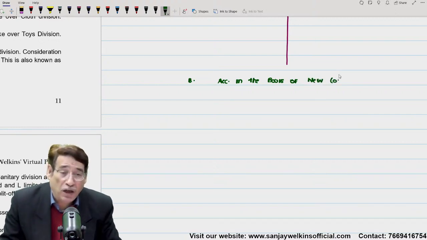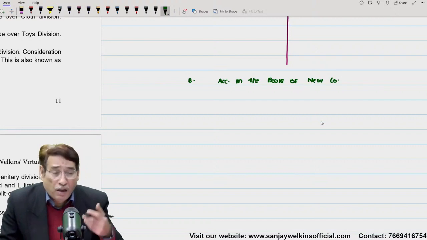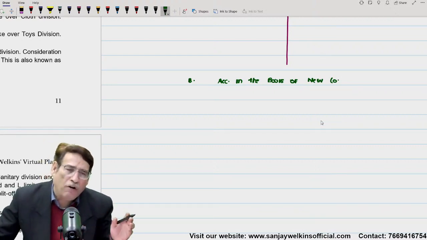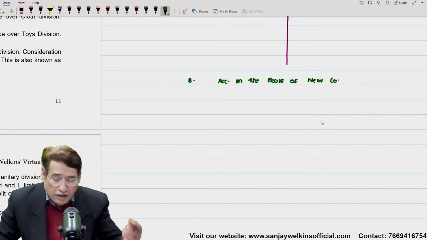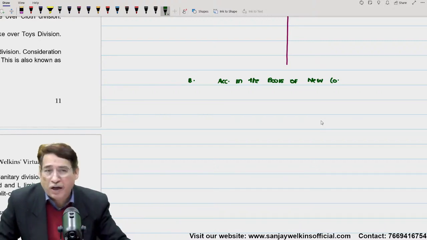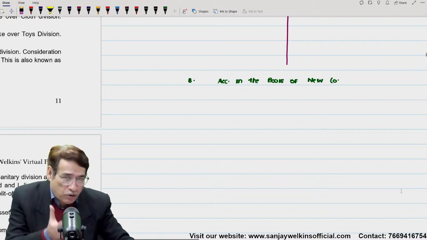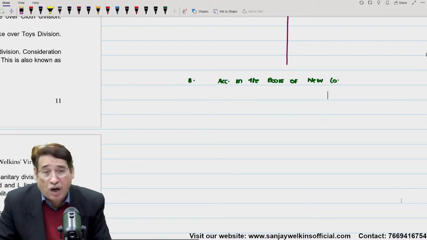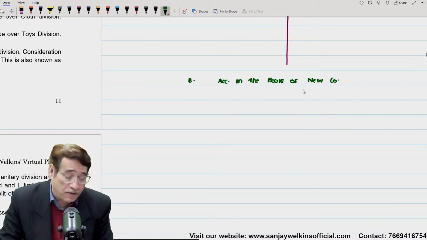Now you will have to do the accounting in the books of new company. Whenever you have to do any accounting, always think from the perspective of the entity for which you are supposed to do the accounting. So now you are being asked to do the accounting in the books of the new company. You presume for a while that now you are accountant of the new entity. Is it clear to you?